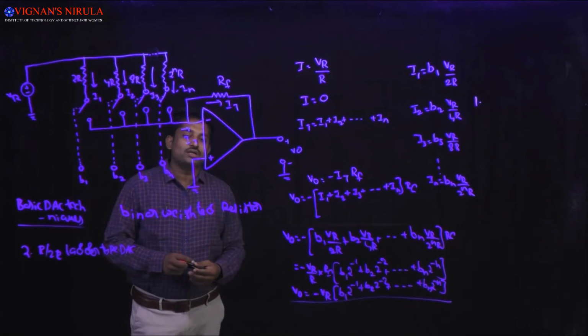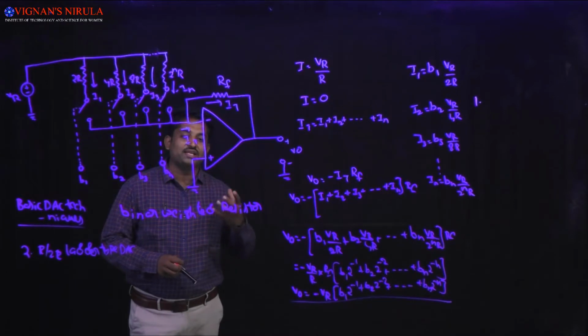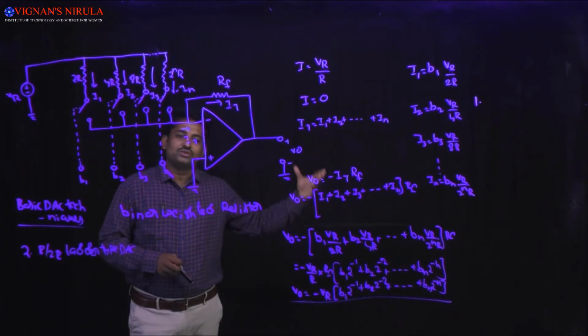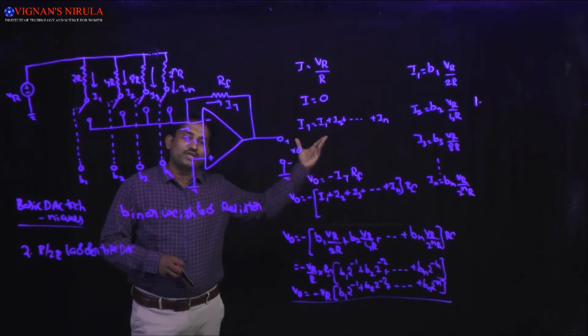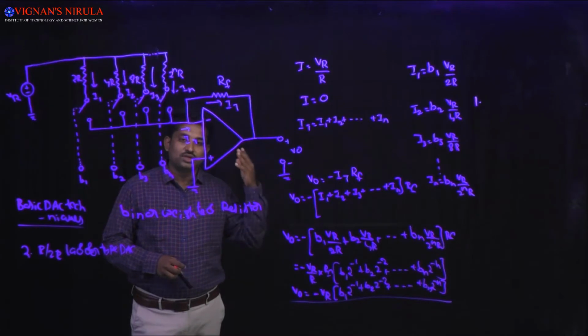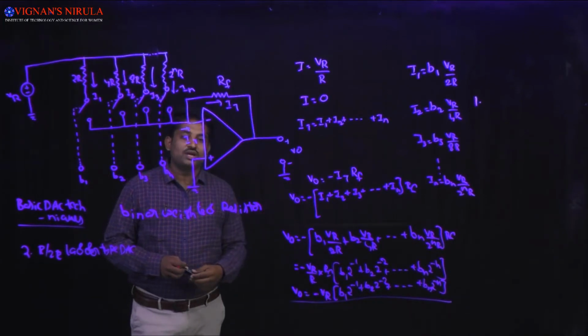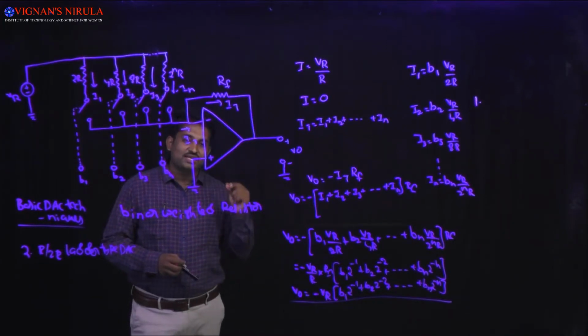Suppose you have chosen 8 binary input data bits, then you require 8 resistors, and the resistors are from 2R to 4R, 8R, and so on up to 2 to the power of 8 into R. That means the smaller resistor is 128 times lesser than the larger resistor. This is the main disadvantage in the binary weighted resistor DAC technique.